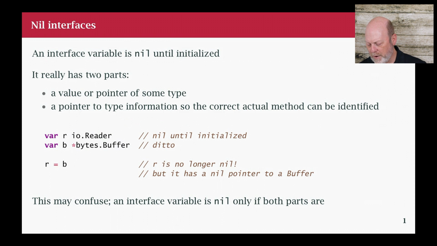So if I have this variable right here, R is a variable of interface type, io.Reader. I haven't put anything into it, so its value is nil, and B is a pointer to a byte buffer. But what's interesting is that if I assign B to R, if I assign the nil pointer into this interface variable, R is not nil anymore. And that's a little bit counterintuitive. And so I want to show why that happens.